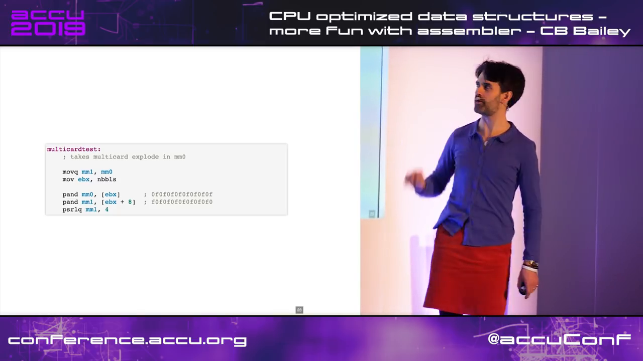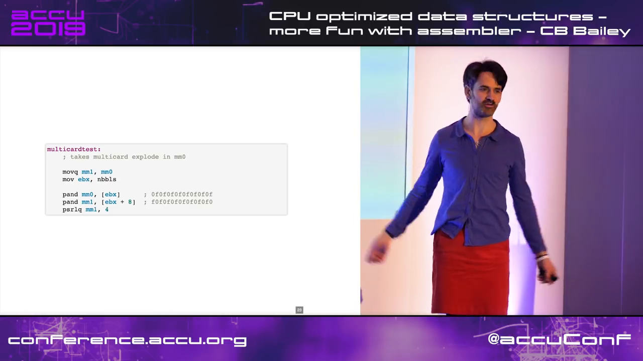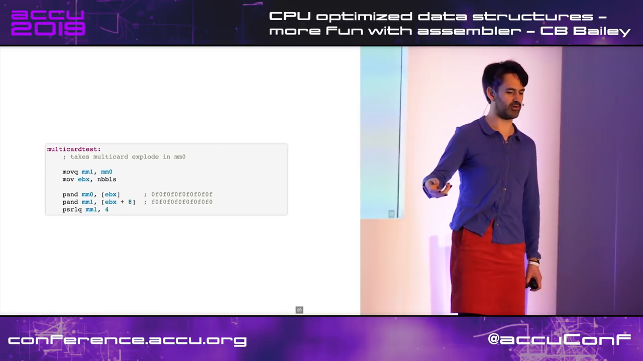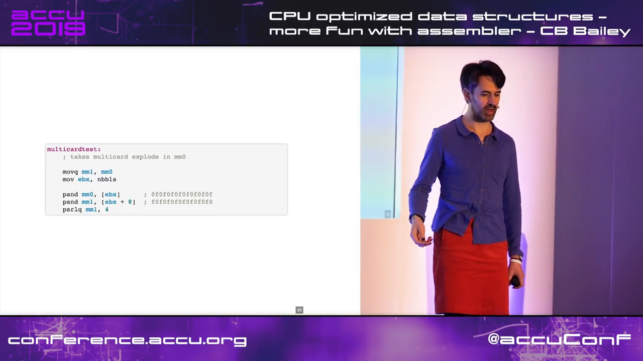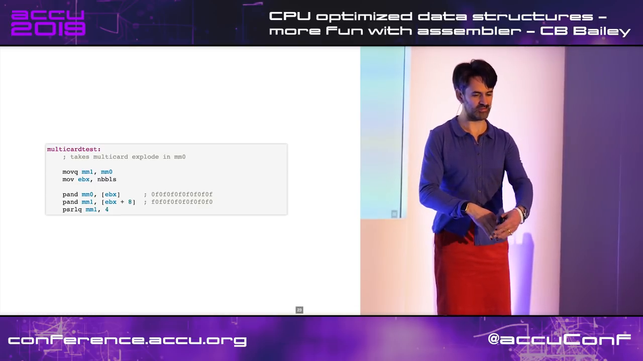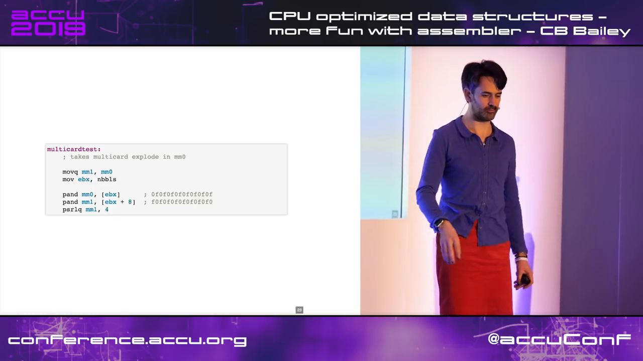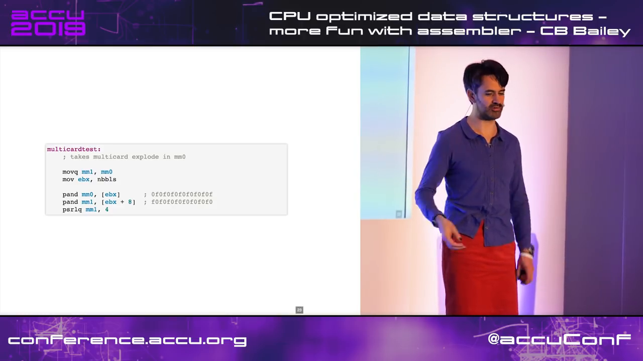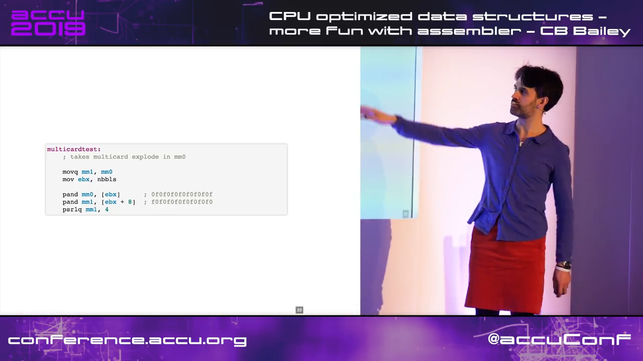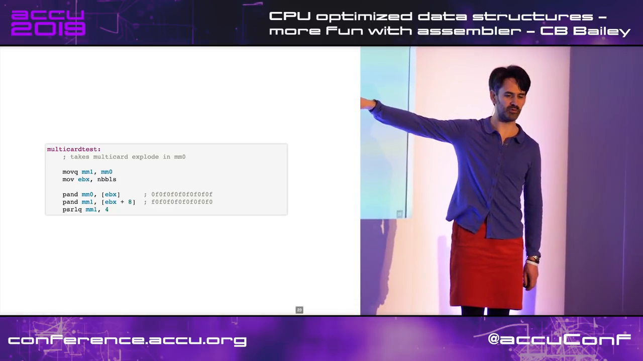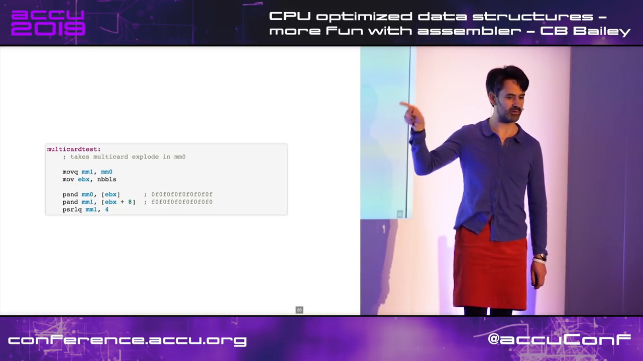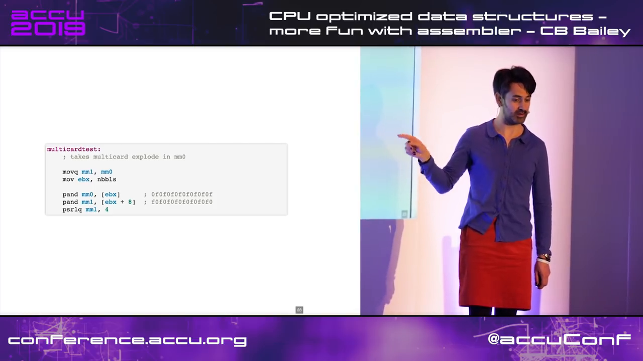MOVQ copies that, so I've got two registers exactly the same. Nibbles is just an address of some bit masks. It's a label, and there's a story behind this as well, of some quad words that I can load into memory. I've given the value of the two things, the one at nibbles and the one at nibbles plus 8. One is 0f, 0f, 0f, and the other is f0, f0, f0, f0.